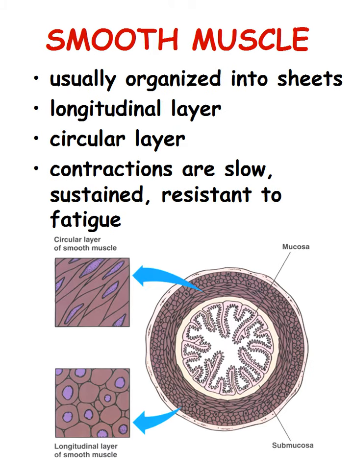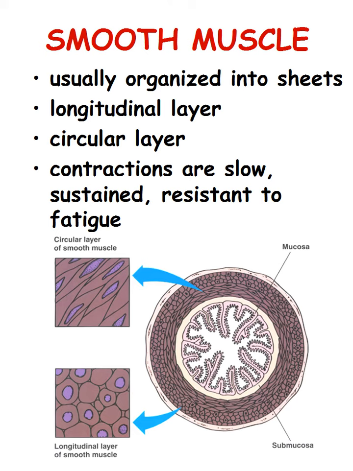Smooth muscle is usually organized into two different sheet layers. We have a longitudinal layer and a circular layer. The longitudinal layer is primarily responsible for the strength of the visceral structure, whereas the circular layer is responsible for the expansion and contraction of that muscle.